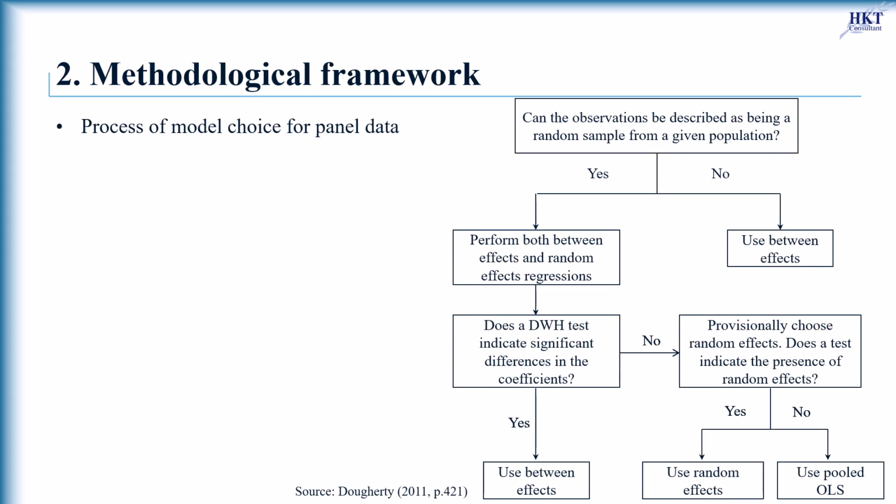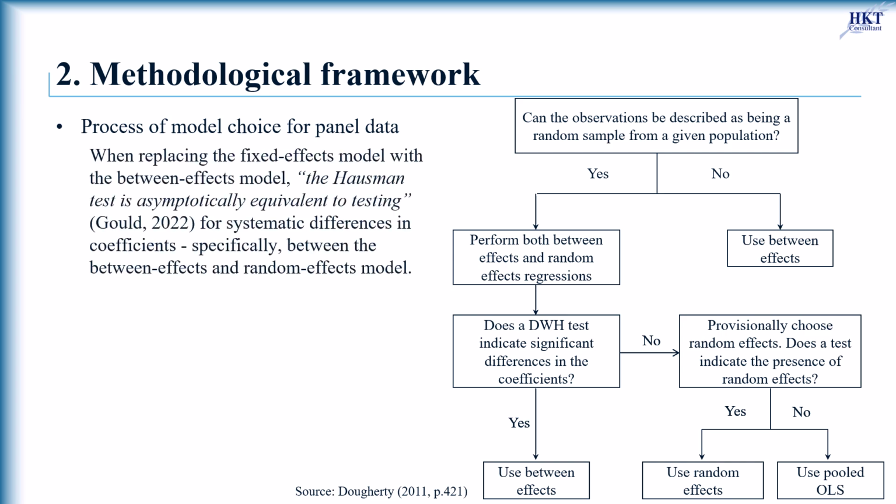In our case, the fixed effects model omits time-invariant cultural variables through within transformation, making it unsuitable when such variables are theoretically important. The between effects model, by contrast, preserves these variables by relying on variation across entities, rather than within entities over time. When replacing the fixed effects model with the between effects model, the Hausman test remains asymptotically equivalent to testing for systematic differences in coefficients, specifically between the between effects and random effects models.